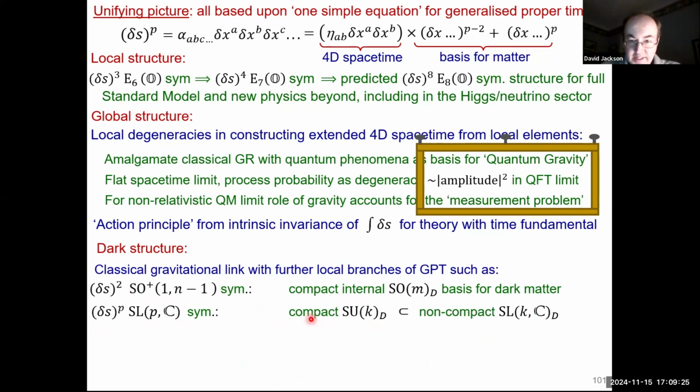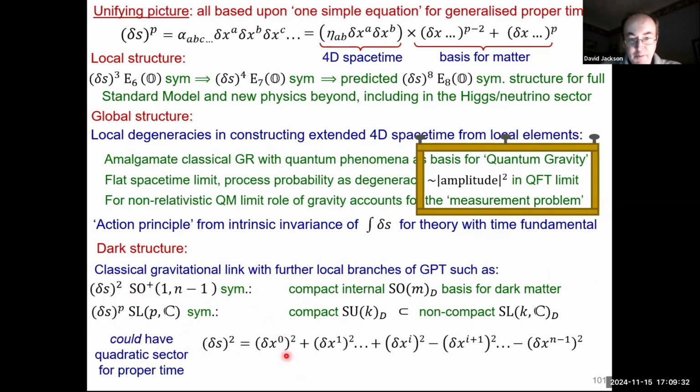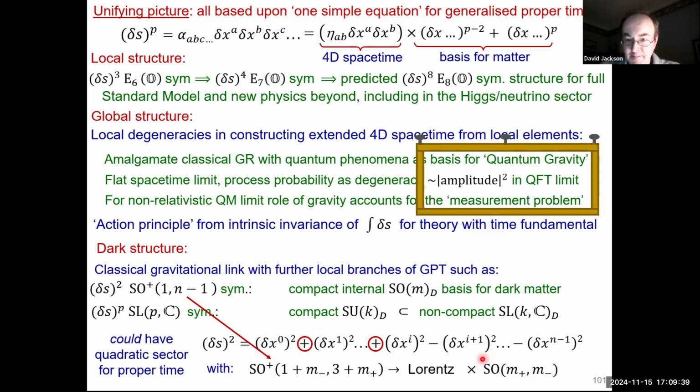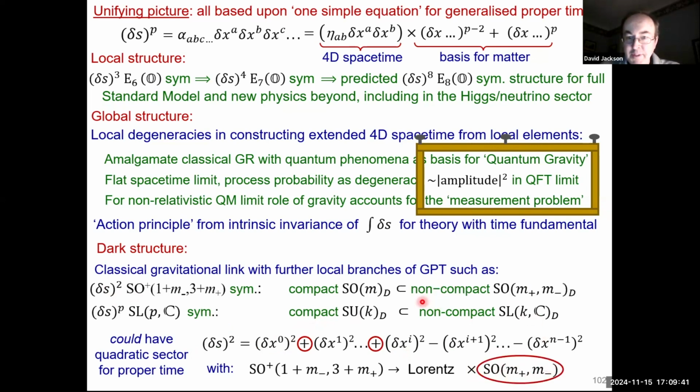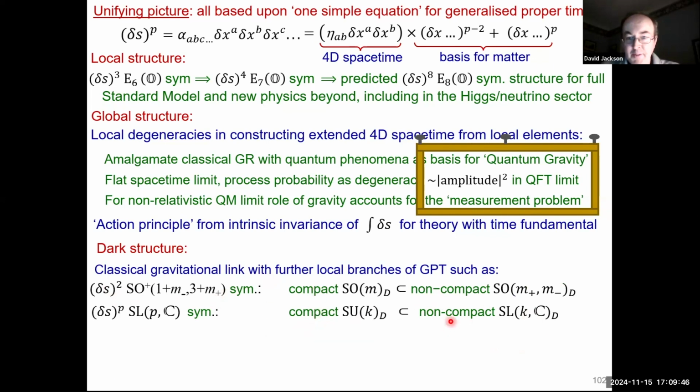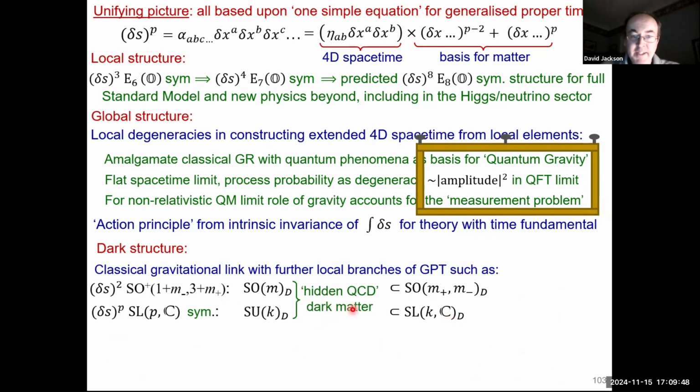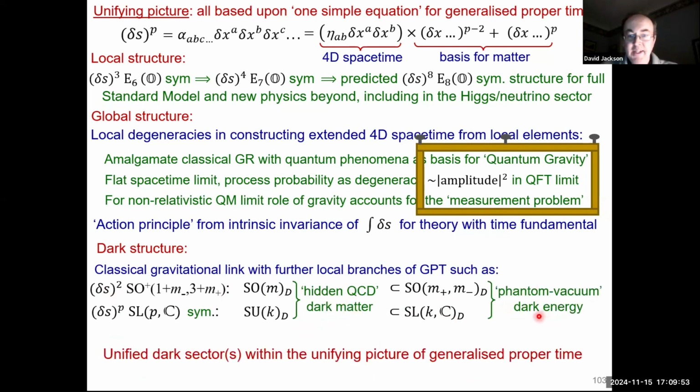And this also contains a compact subgroup. This space-time form can also be augmented to include time-like extra dimensions, and if you did that, then this would also contain a non-compact gauge symmetry, which I've put out here. So both of these sectors basically contain compact subgroups within non-compact groups, which can be interpreted as a sort of hidden QCD dark matter sector within this kind of phantom vacuum dark energy, and this is a unifying picture of the dark sector within generalized proper time.